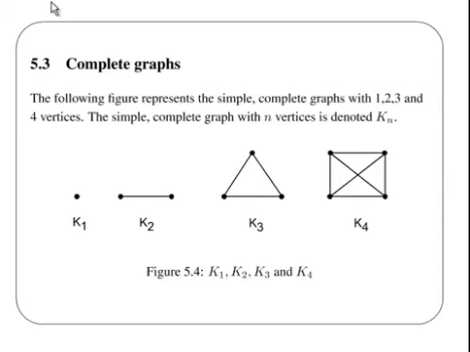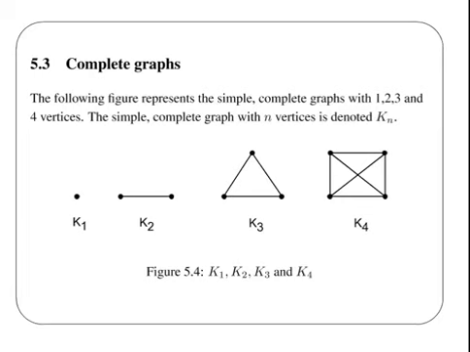In this second part of the presentation, we're going to look at special types of graphs. Now, in the first instance here, what we have is a picture of four simple complete graphs, each with the respective number of vertices: 1, 2, 3, and 4. First off, it's a simple graph because between each pair of vertices there is only one edge.